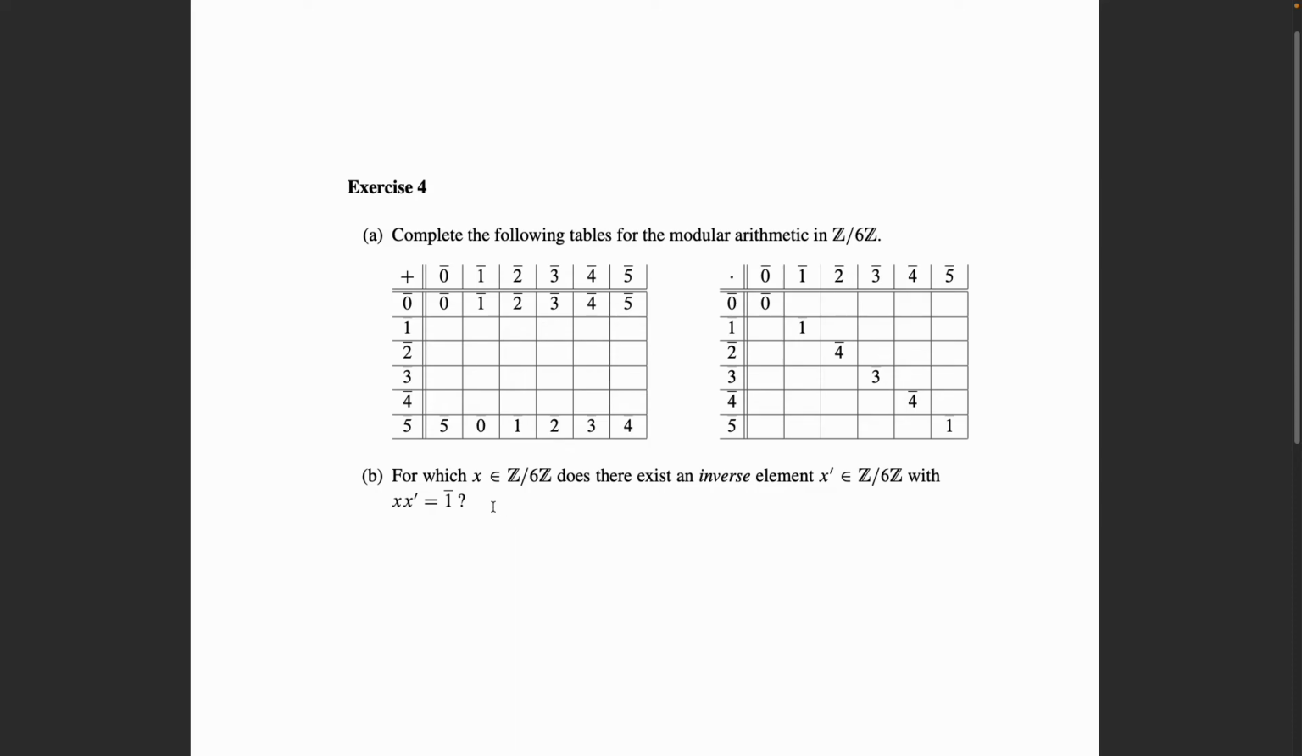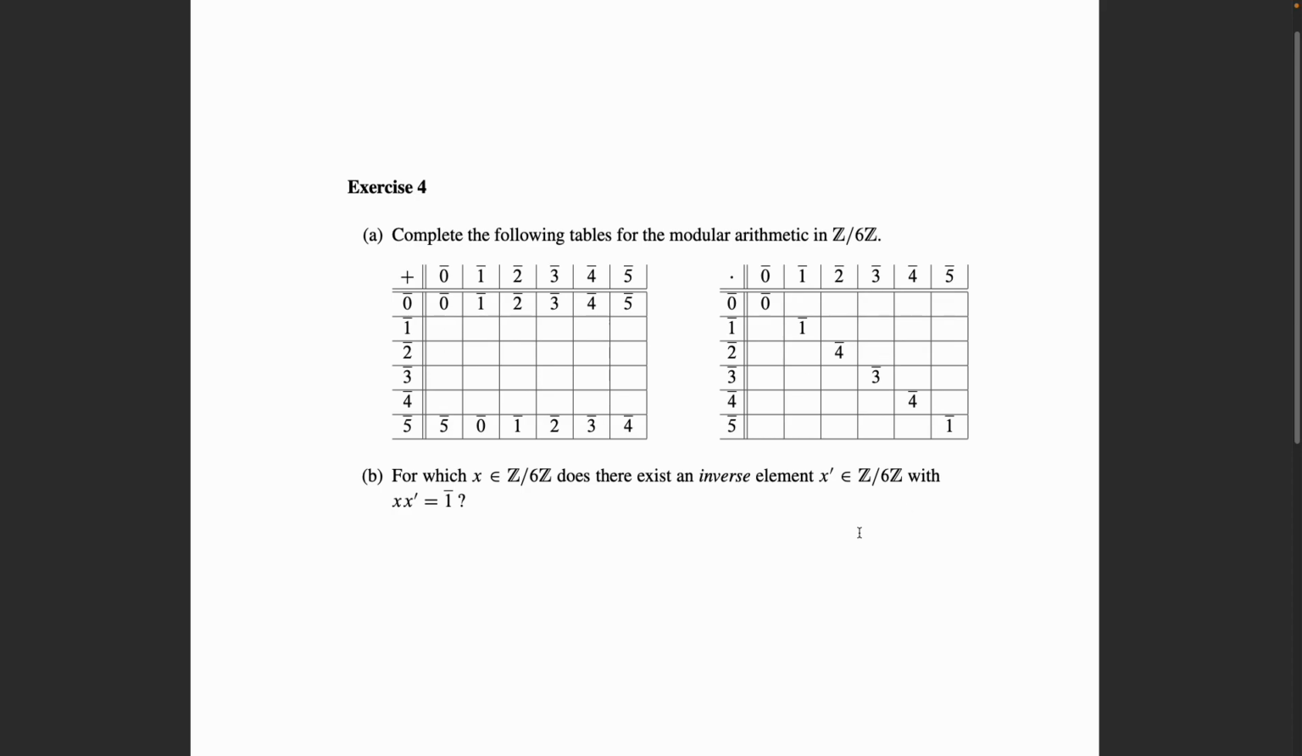And part B of exercise 4, here we have an element x in Z over 6Z given. And you have to find out for which of these elements there exists a multiplicative inverse element. So that means some other element x prime such that x times x prime equals 1. A little hint, you can actually quite easily find this from this table if you completed it.